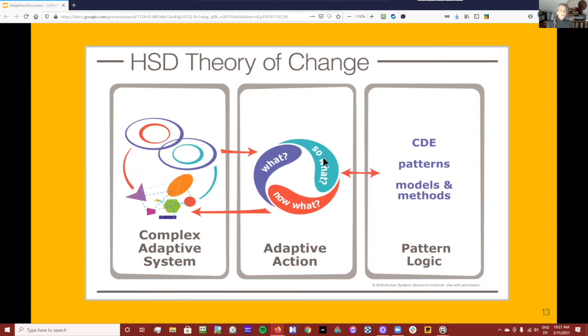And then we start to do some interpretation or analysis: so what does that mean? What might be going on that's under the surface? This is like the iceberg diagram, where most of what generates a system is below the surface. So the what is just what's there, what can we see, and then the so what is about what that implies about what's below the surface, and then now what.